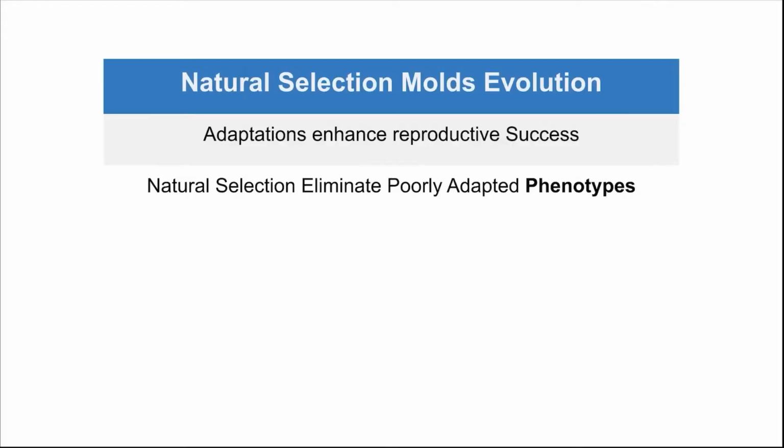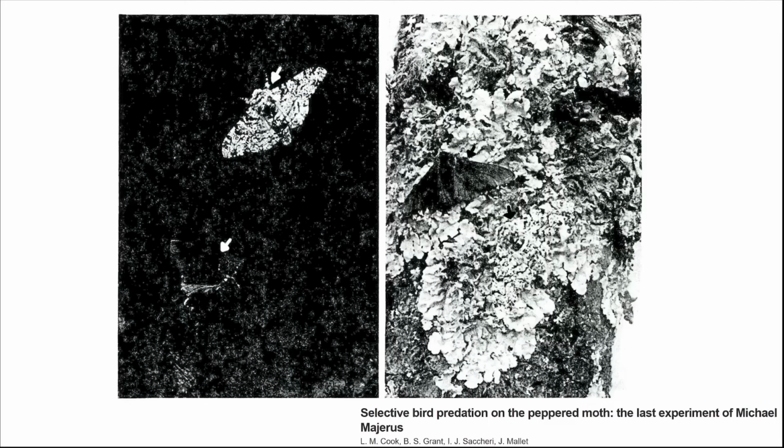Another way that natural selection molds evolution is the way that natural selection eliminates poorly adapted phenotypes. Remember that a phenotype is the expressed form of your genotype. This is the only way that natural selection can act on you. Here we have 2 examples of a pair of moths, and in each example, one of the pair is more obvious than in the other picture.